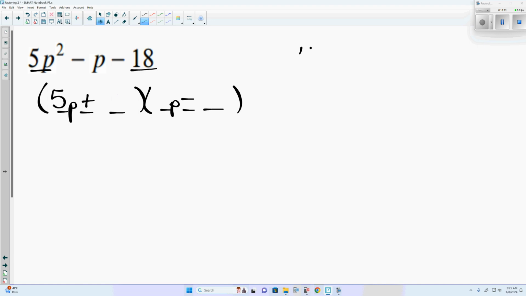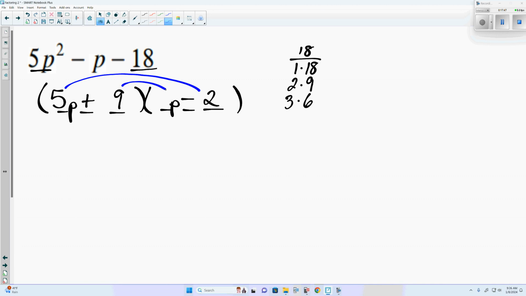18 does have more than one set of factors. We have 1 and 18, 2 and 9, 3 and 6. 4 is not divisible by 18, and that's it. Because it'd be 4 times 4.5 or something close to that. And we're trying to get it to be negative 1. So 1 and 18, 2 and 9, or 3 and 6. I wouldn't completely rule out 1 and 18, but I'd put it at the very bottom. Yes? 9 and 2. Which one goes first? 9, 2.